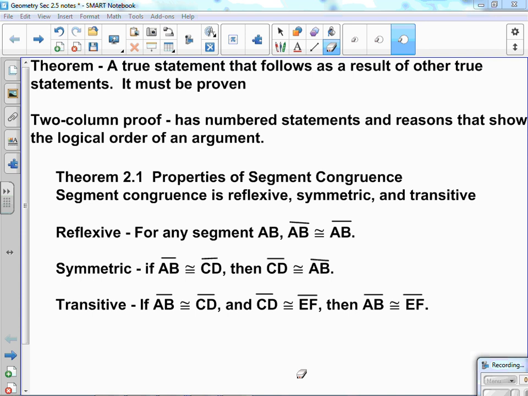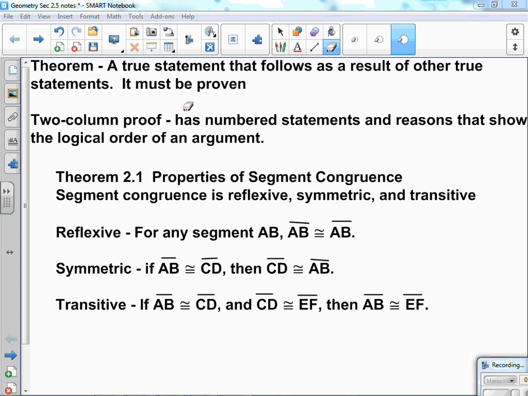Here we are, section 2.5. We're continuing on, looking at the term theorem: a true statement that follows as a result of other true statements. So it's kind of like a postulate. It's a rule that we use for geometry. The main difference is postulates are just accepted because they're usually common sense. A theorem is a little more complicated idea or rule, and so it has to be proven to make sure that it works in all cases.